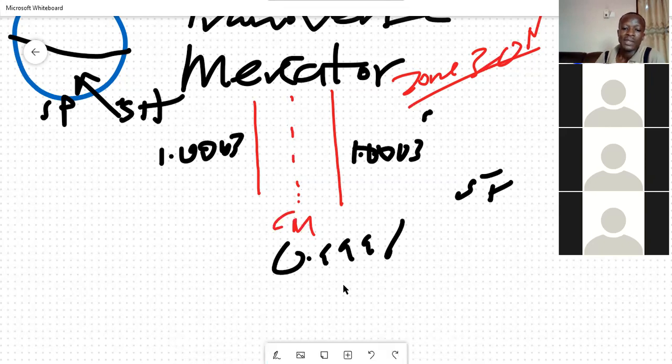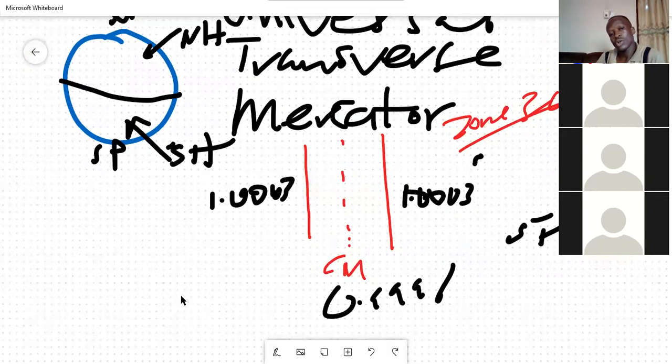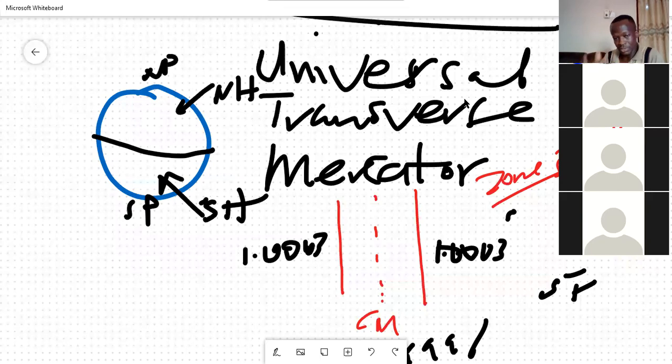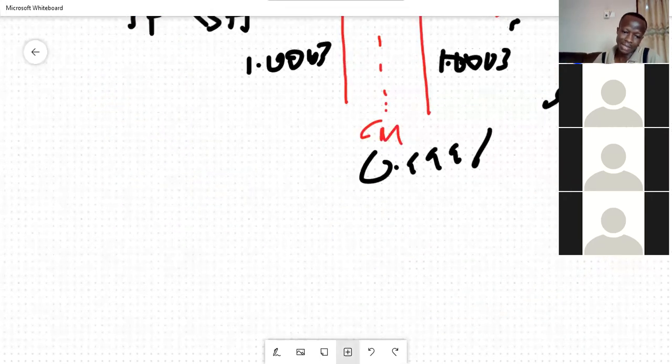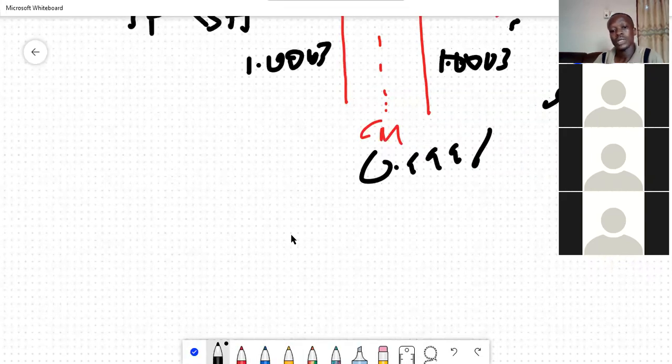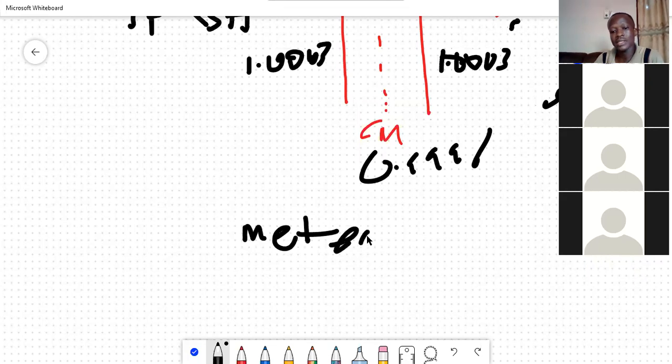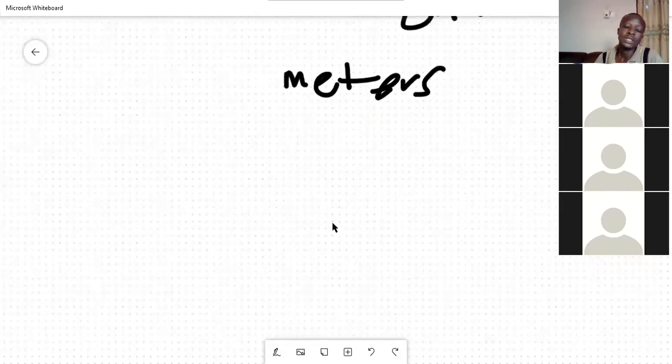So we can describe the Universal Transverse Mercator by talking about the zones, the distortion. Are you okay? And then the coordinates. So the coordinates you get are in meters. Okay. They are in meters. So if someone gives you a coordinate for your project area, and it's Universal Transverse Mercator, expect that it will be what? In meters.